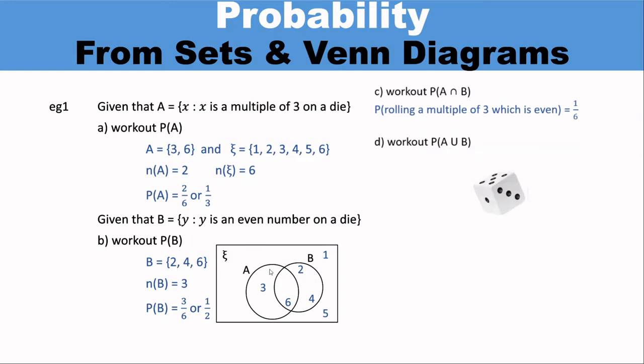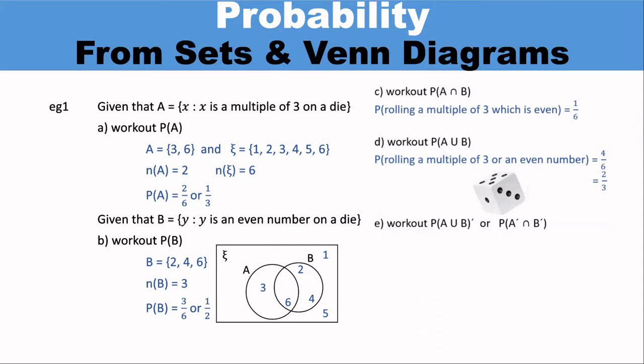Now I'm going to include all of those possible outcomes because those are the outcomes that are either a multiple of 3 or an even number. But I will only count this 6 once. I won't count it twice. So the probability of rolling an even number or a multiple of 3 is 4 out of 6. 1, 2, 3, 4 values in the union of A and B. Of course, we can simplify this fraction. Both the numerator and denominator can divide by 2.